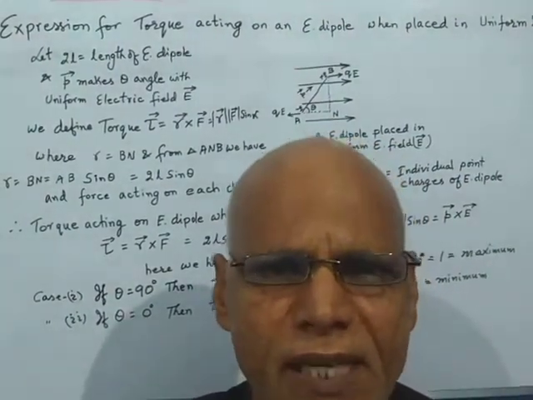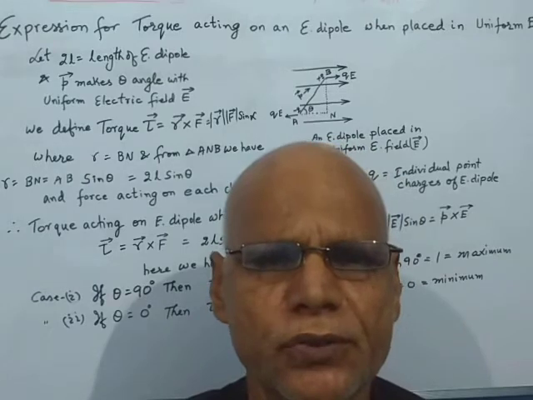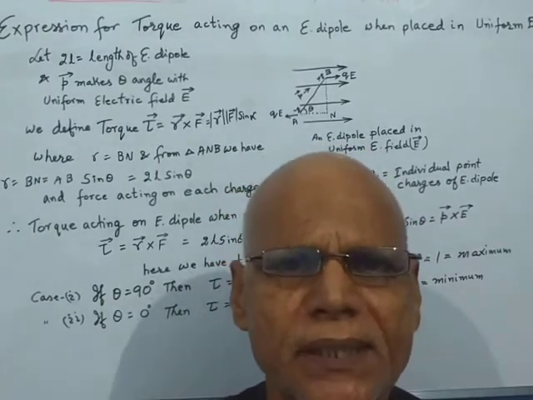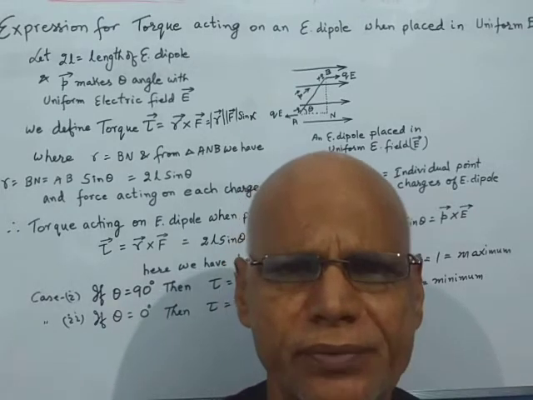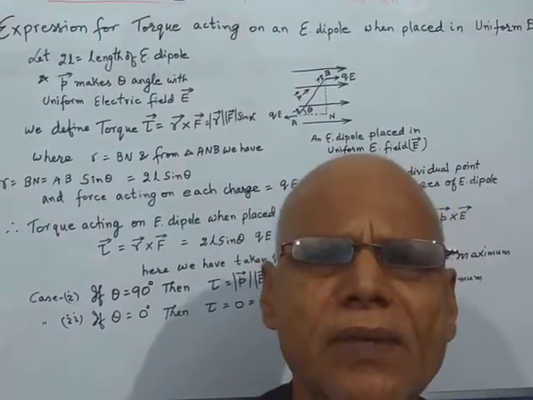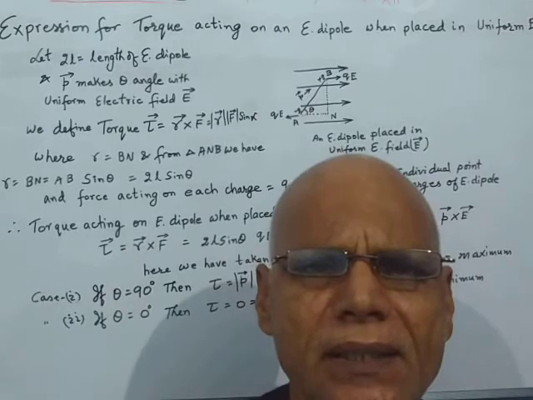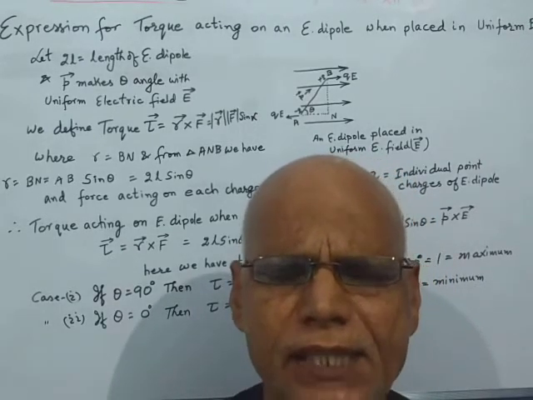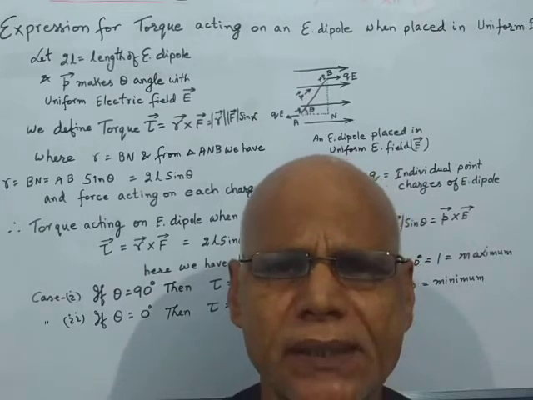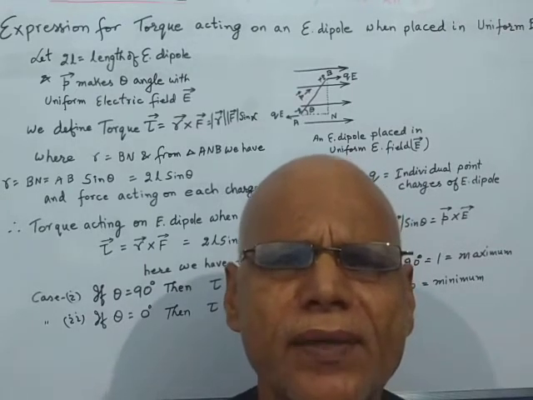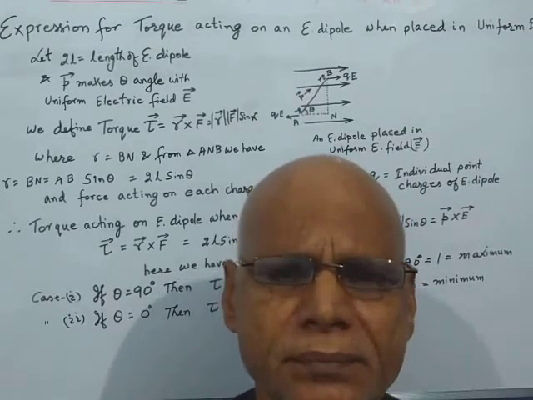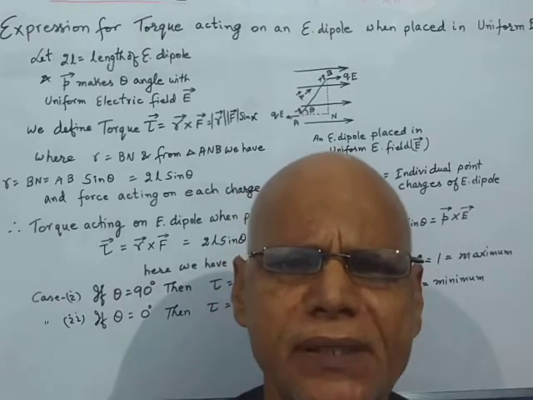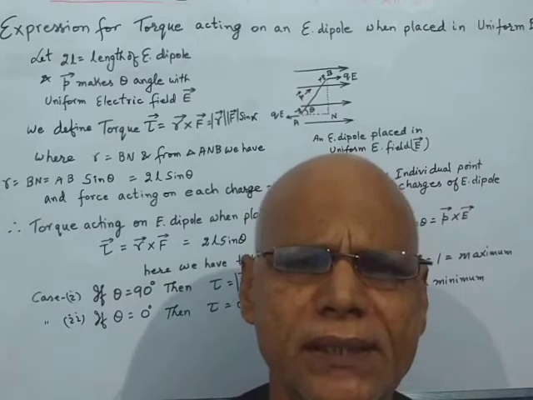Dear students of class 12, today we are going to talk about torque acting on an electric dipole when it is placed in a uniform electric field. Now, what is a uniform electric field? It is an electric field in which at each point in the whole region the direction of the electric field is the same, and also the magnitude of the electric field at every point in the region is the same.